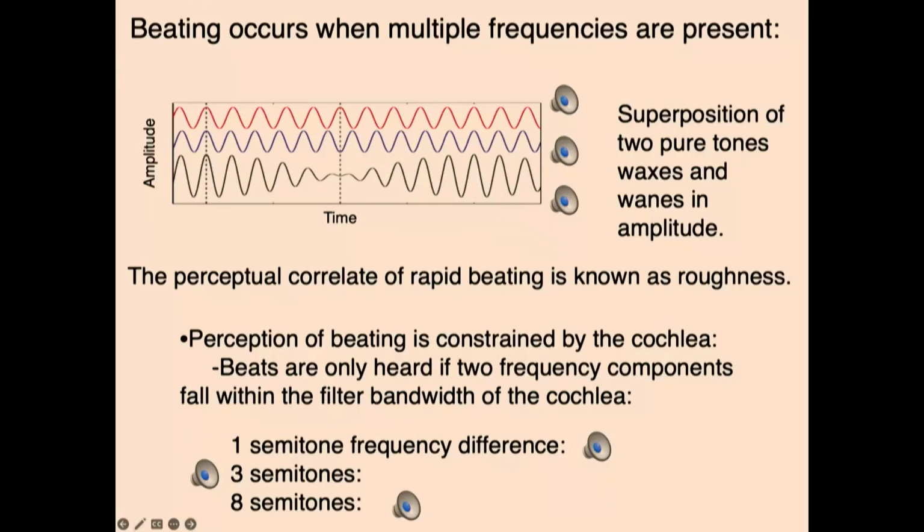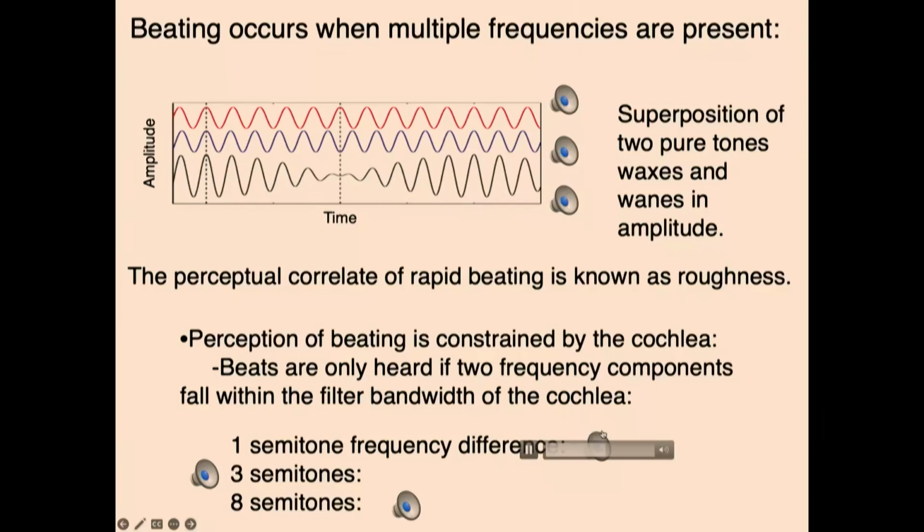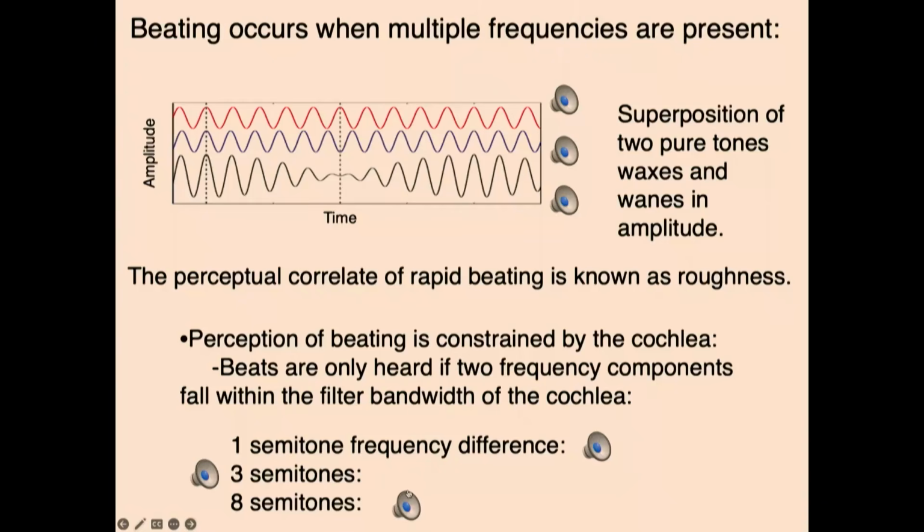All right, so here's just a quick demonstration of that. So I'm going to play you three sounds. They each consist of two frequencies, but we're going to vary the difference between the frequencies. All right, so here you have a 1 semitone difference. That's a 1/12 of an octave. So that's like the difference between a white and a black key on the piano. Okay, and you can hear that. Here it goes to 3 semitones. All right, and the beating becomes a lot more subtle. And here it's out at 8.